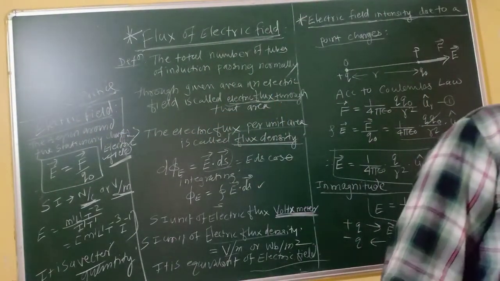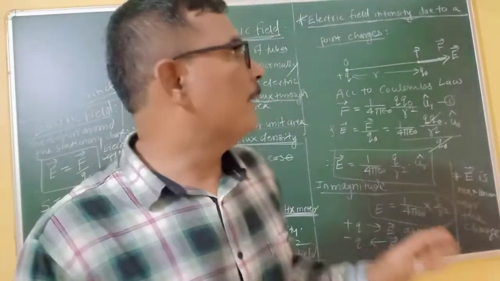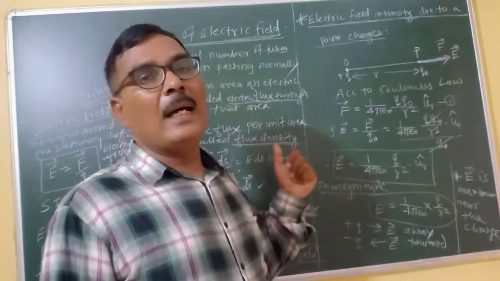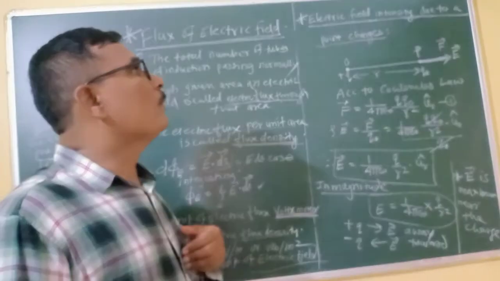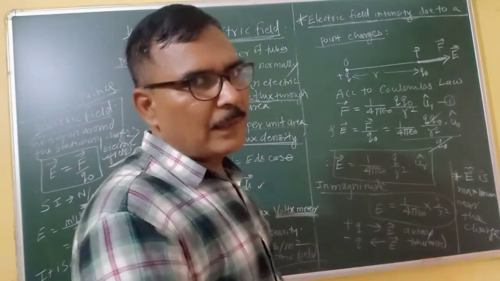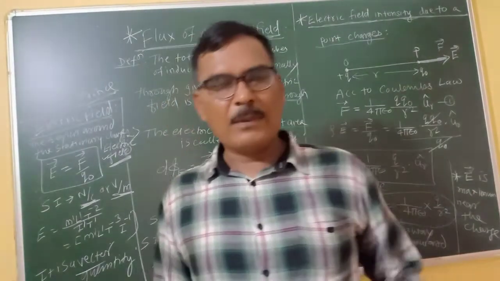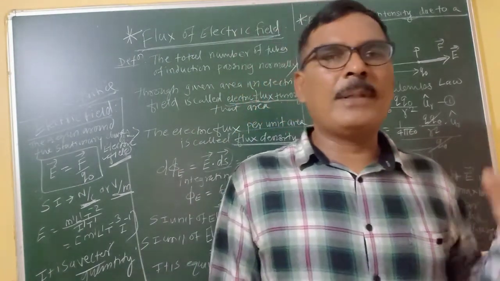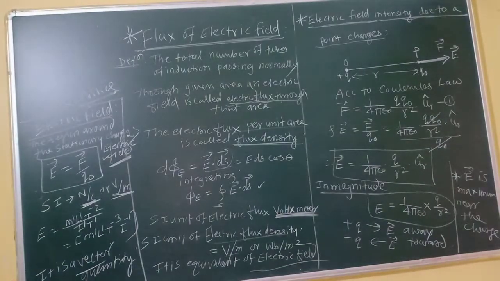Again we have to consider the other points, that is electric flux density, flux per unit area, called flux density, and electric field intensity due to a point charge. These points are very important. Remember, write down these points. After this, in the next lecture we are going to study Gauss law, a very important statement, and its proof. Thank you. Write down all the things.